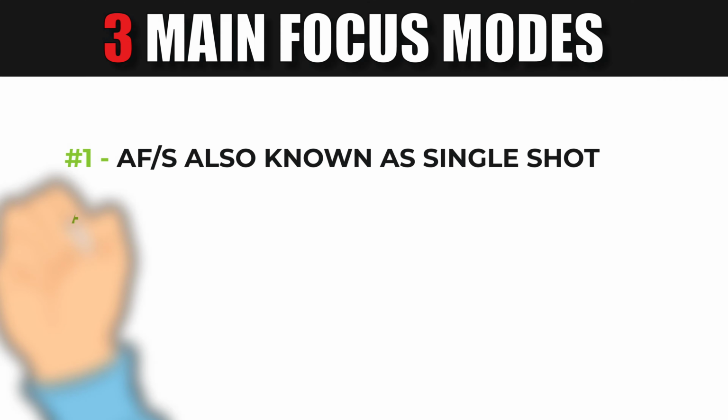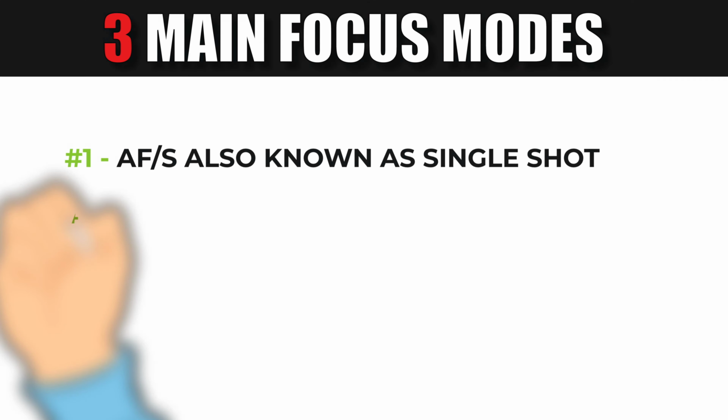Number 2 is AFC/servo, also known as continuous autofocus. And this is the focus mode we use when shooting moving subjects. So things like cars, animals, and people. So when your camera is in the continuous autofocus mode, as long as you hold down the shutter button halfway, our cameras will constantly be updating the focus. So as you can see here, the focus is constantly staying on me as I move around the frame.